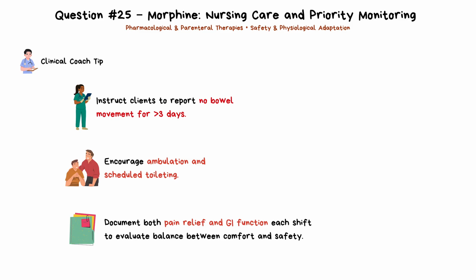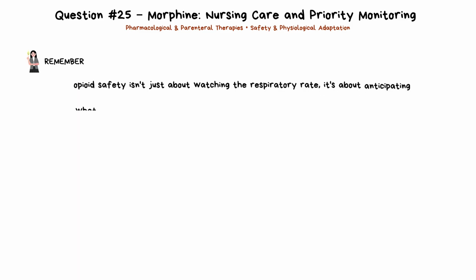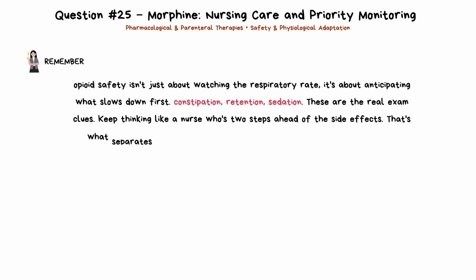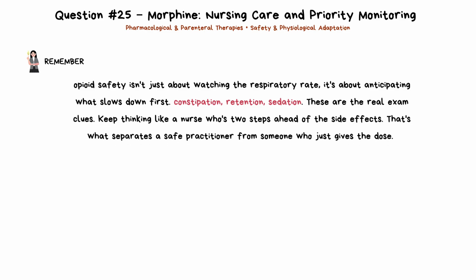All right, that wraps up question 25 on morphine and nursing priorities. Remember, opioid safety isn't just about watching the respiratory rate. It's about anticipating what slows down first. Constipation, retention, sedation, these are the real exam clues. Keep thinking like a nurse who's 2 steps ahead of the side effects. That's what separates a safe practitioner from someone who just gives the dose.